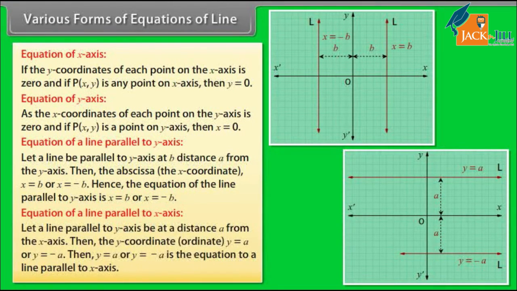Equation of a line parallel to x-axis. Let a line parallel to the x-axis be at a distance a from the x-axis. Then the y-coordinate, the ordinate, y is equal to a or y is equal to minus a. Then, y is equal to a or y is equal to minus a is the equation of a line parallel to x-axis.